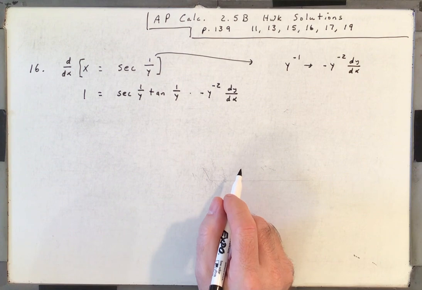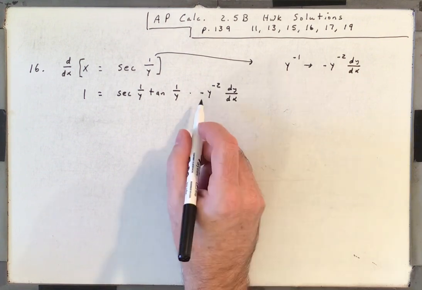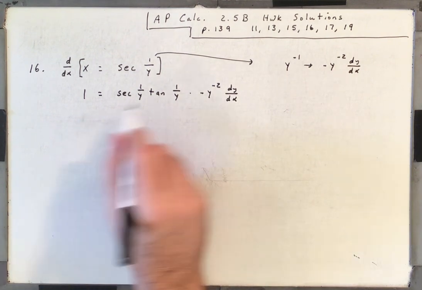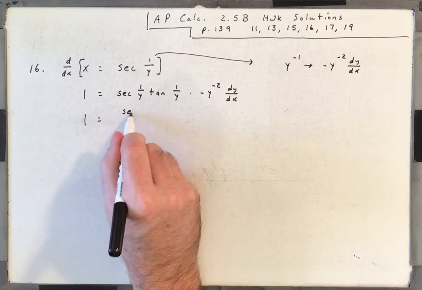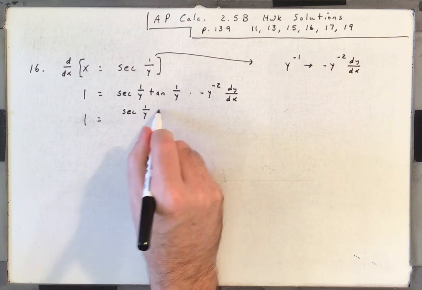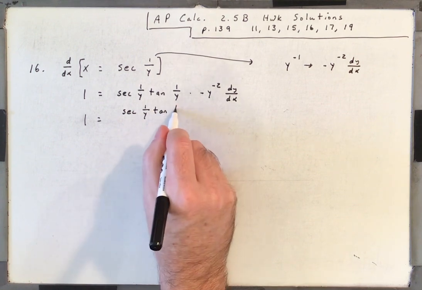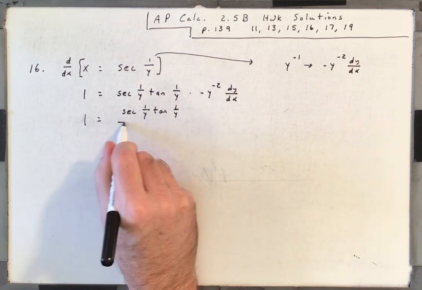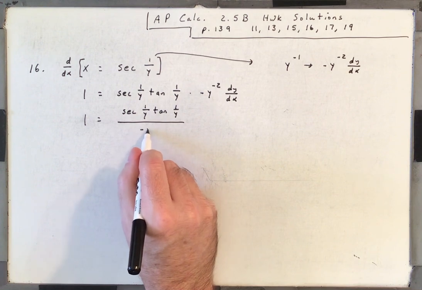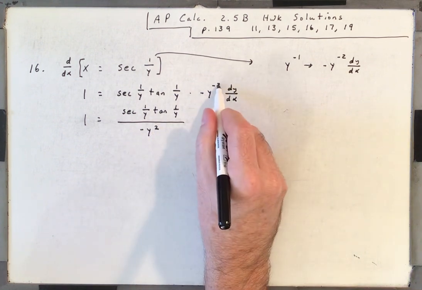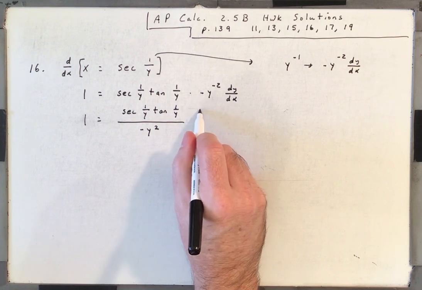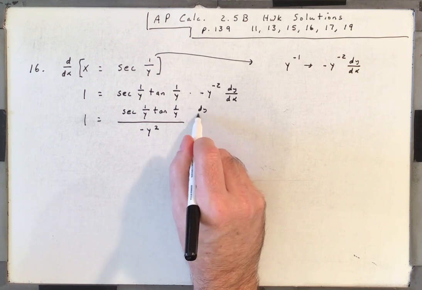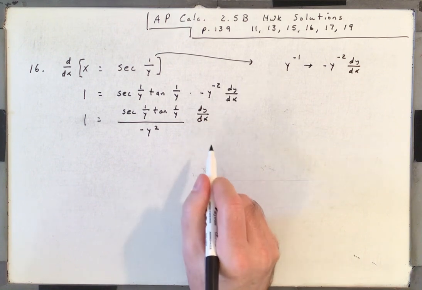Okay, so let's clean this up a little bit. We've got 1 is equal to secant(1/y) tangent(1/y) over negative y squared. I'm going to go ahead and bring that downstairs, and then the dy/dx would be on top.